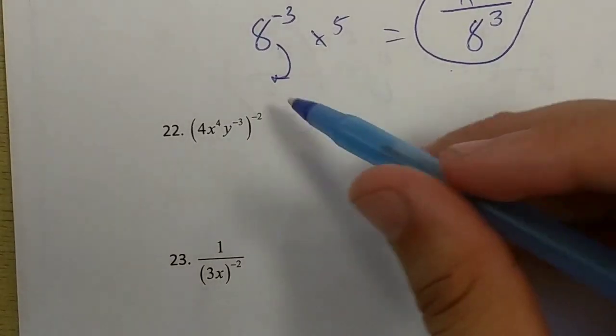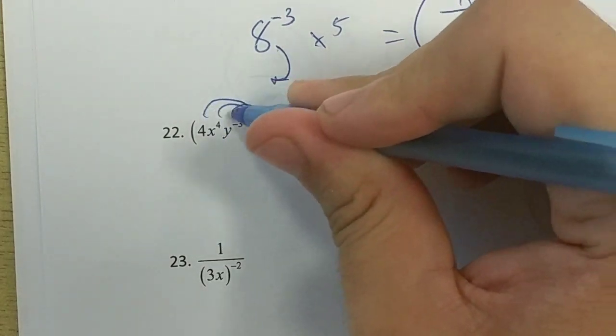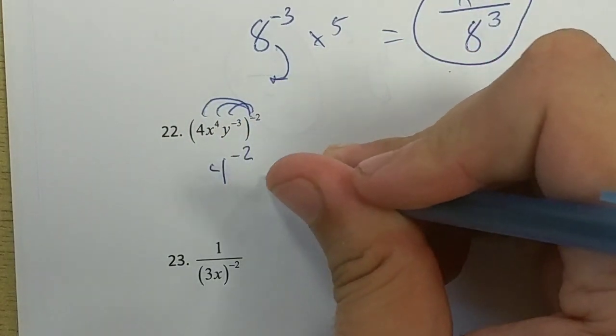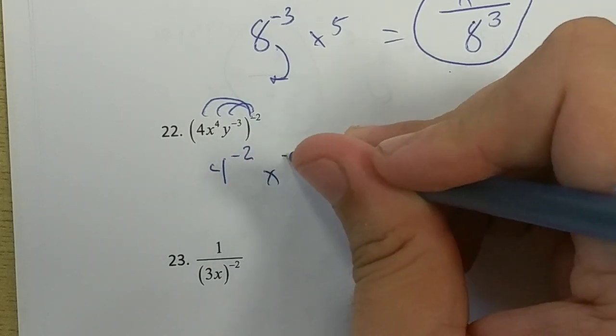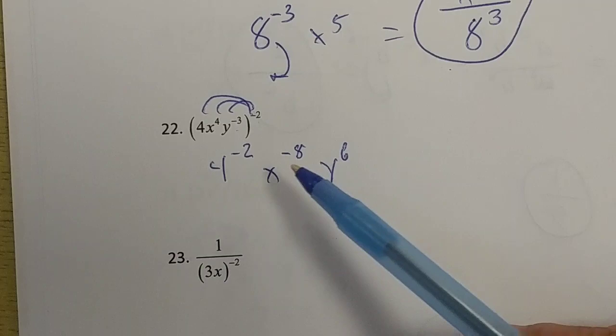Let's go to the next one. Hey, negative 2 is everywhere, so we're going to have to distribute that negative 2 to everyone. 4 to the negative 2, x to the negative 8, y to the positive 6. Negative 2 times negative 3 is positive 6.